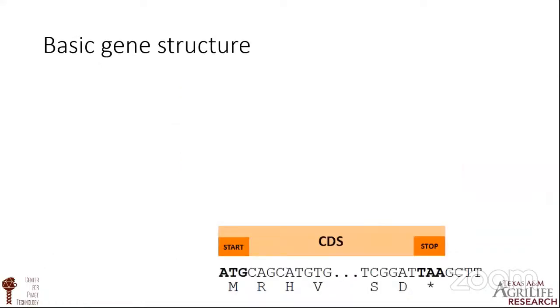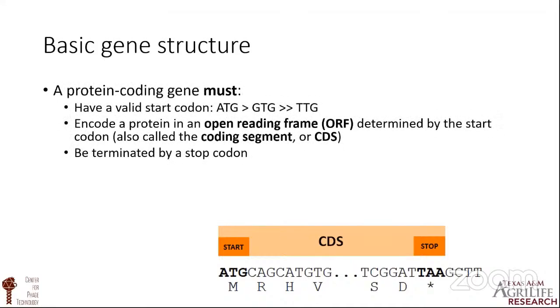So let's give a brief overview of what a prokaryotic gene looks like. A protein coding gene must have a valid start codon, and in our system, valid start codons are ATG, GTG, and TTG. These are by far the three most commonly used start codons in bacteria. The reading frame will encode a protein, and the open reading frame is determined by that start codon. The open reading frame is also commonly referred to as a coding segment, or CDS, which is, for example, how they're stored in GenBank files. At the end of the reading frame, there'll be a stop codon, which terminates the frame.